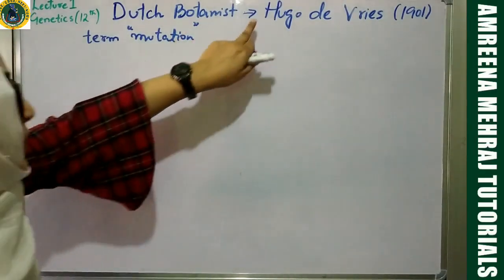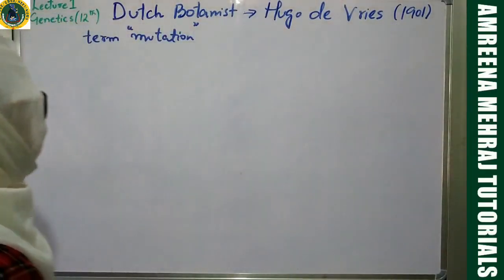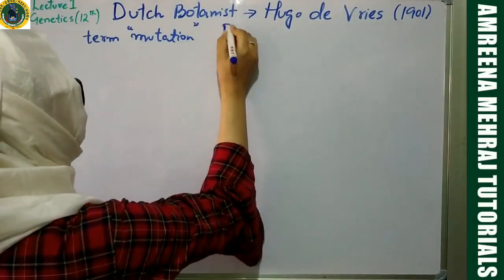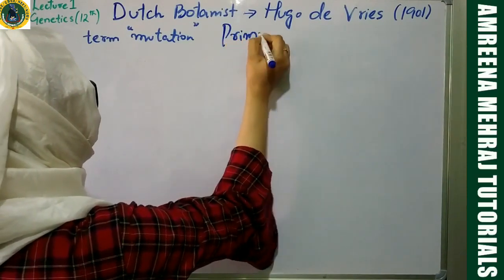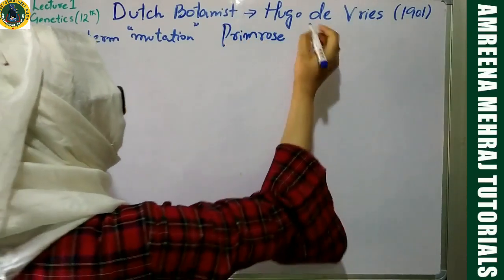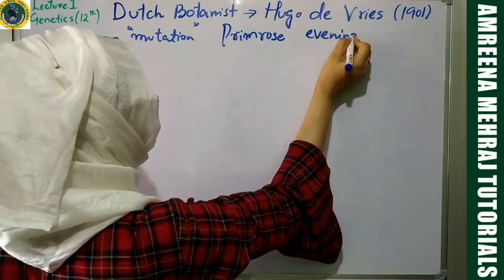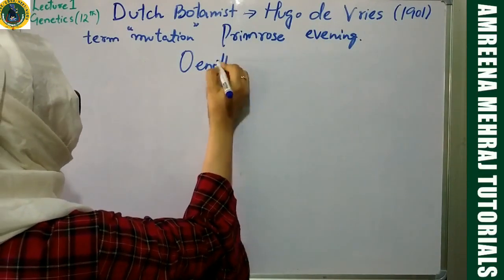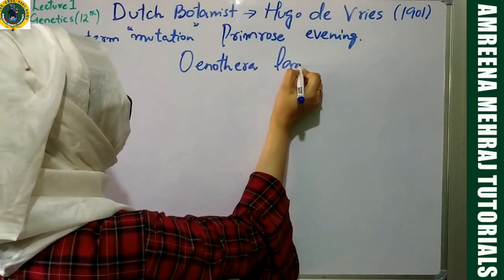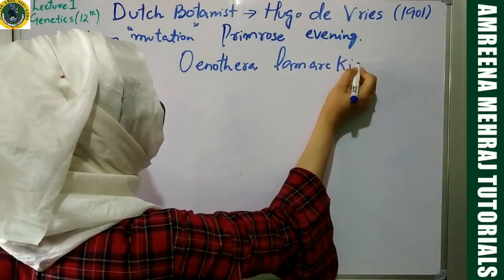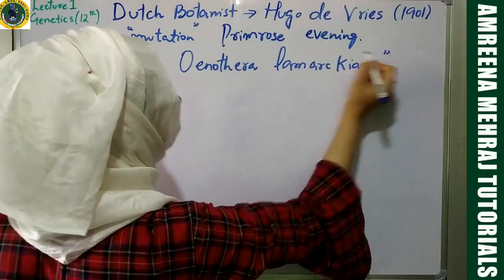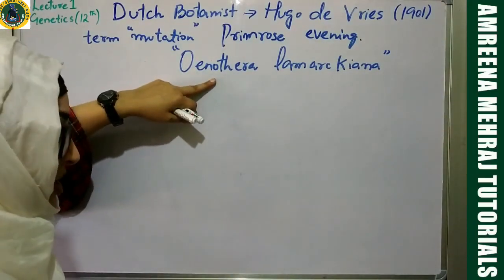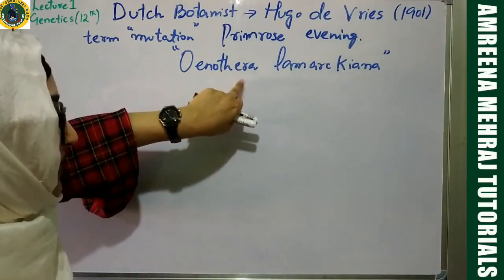This term was given by Hugo de Vries in the year 1901 when he was studying a particular plant, which is basically primrose. Specifically, it was evening primrose. The scientific name of this plant is Oenothera lamarckiana. So this is the plant Hugo de Vries was studying, and he saw that there are various variations which are inheritable, which appear in this evening primrose.